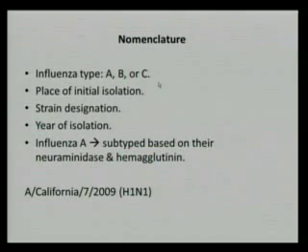Now there's actually 3 types of influenza, A, B, and also C, although we don't think too much about C. The naming might be a little bit confusing, so this just illustrates that. First we start out with the type of virus, A, B, or C. The place of isolation, in this case California. If there's a strain, that's the next number. The year of isolation, and then the subtype. B doesn't have subtypes, but A does, so we may classify that H1N1 or H5N3 or whatever.